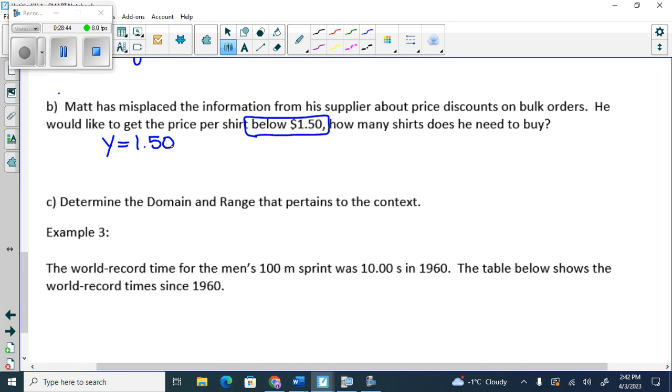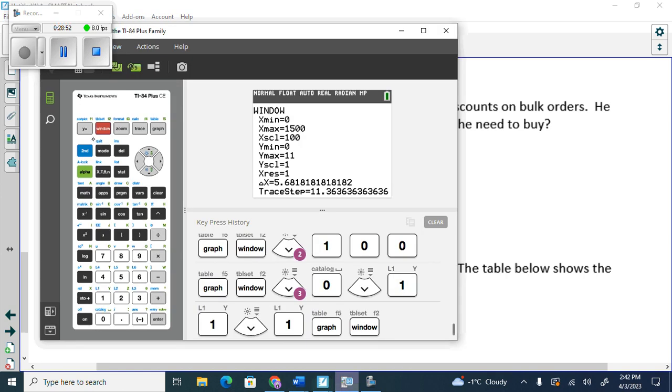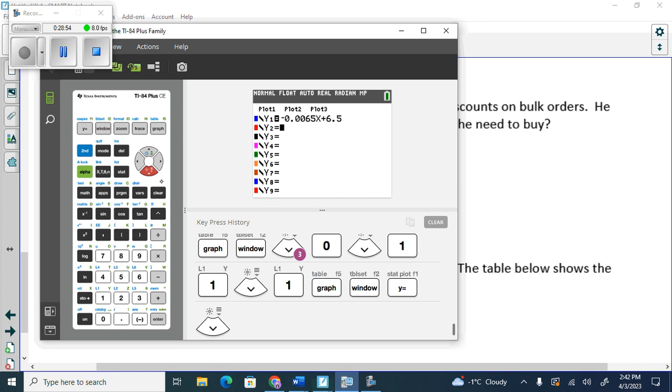Now they gave me y. Where do I put y if they give me y? Y. Into y. Yeah, that's it. It goes into my y2. Please don't delete out your y1. You're going to have to go through all of the work again. So it goes into your y2, and it's $1.50.